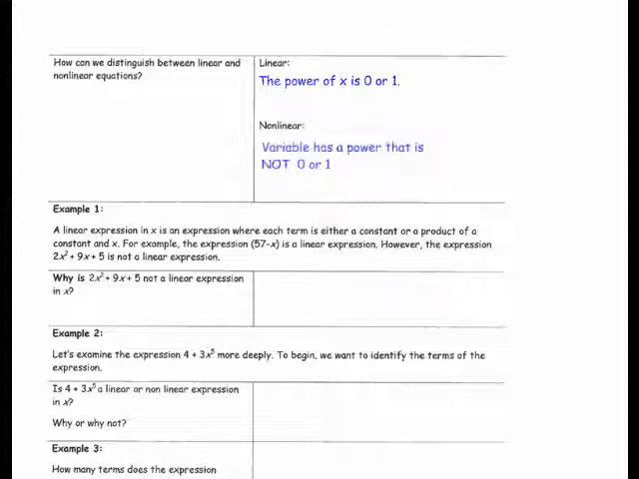So how can we distinguish between linear and nonlinear equations? For a linear equation, the power of x is 0 or 1, and that expression will result in a straight line on your graph. For a nonlinear expression or equation, the variable x has a power that is not 0 or 1.